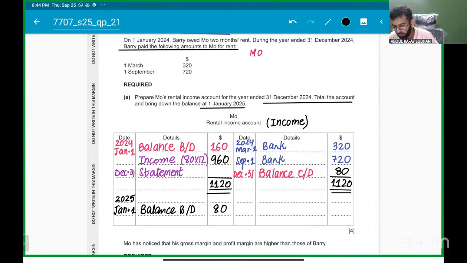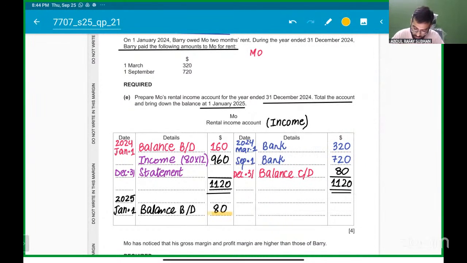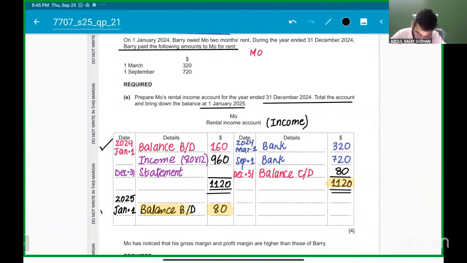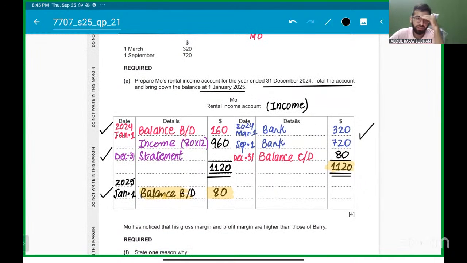Is everyone clear, understood, following, people? Any questions, anyone? Let me know. So we got balance brought down, and this is how the marking scheme will work, sir. Definitely 1 mark for the balance brought down. I believe 1 mark for the total bank together and 1 mark for the income statement. There are no marks for the dates in this one since it's only 4 marks. Any questions, any doubt, people?